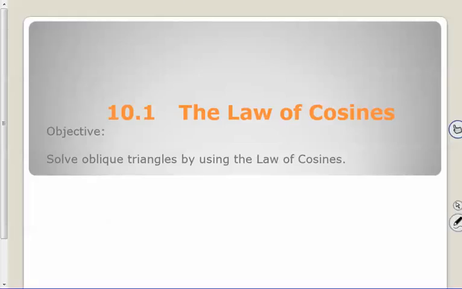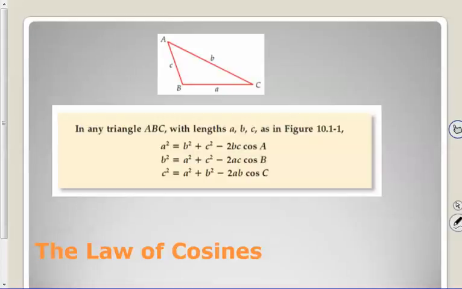So for this lesson, it's called the Law of Cosines, and this works for any triangle. It doesn't have to be a right triangle. It can be any type of triangle. More, we use Law of Cosines specifically for oblique triangles. Check it out. Here is the Law of Cosines.